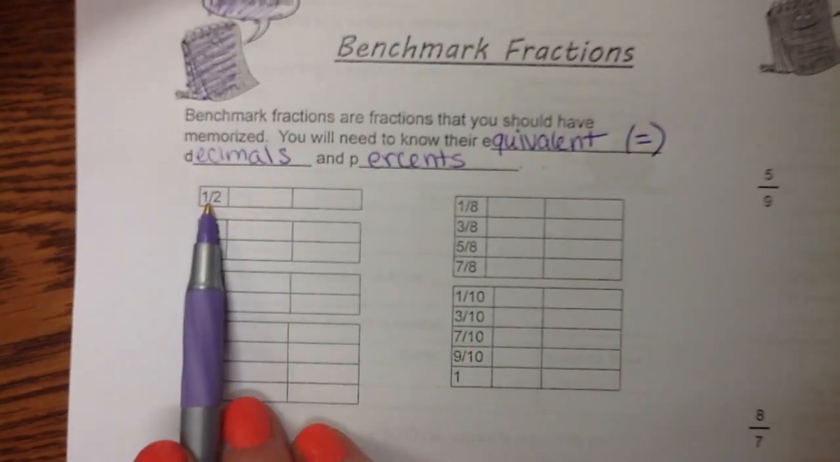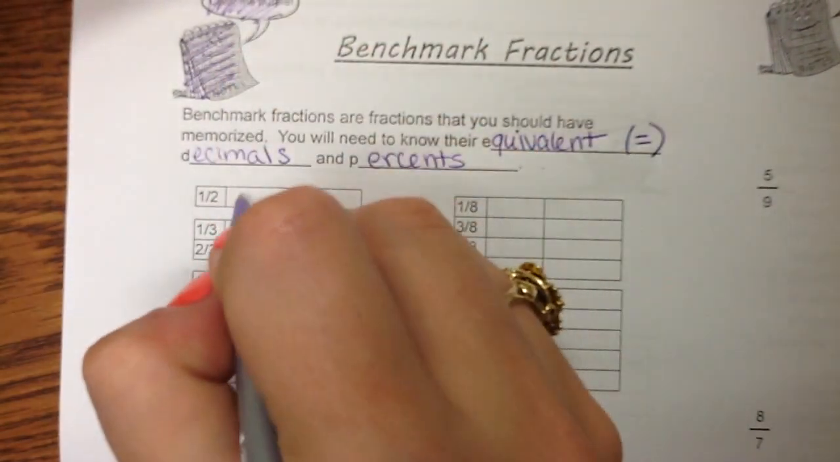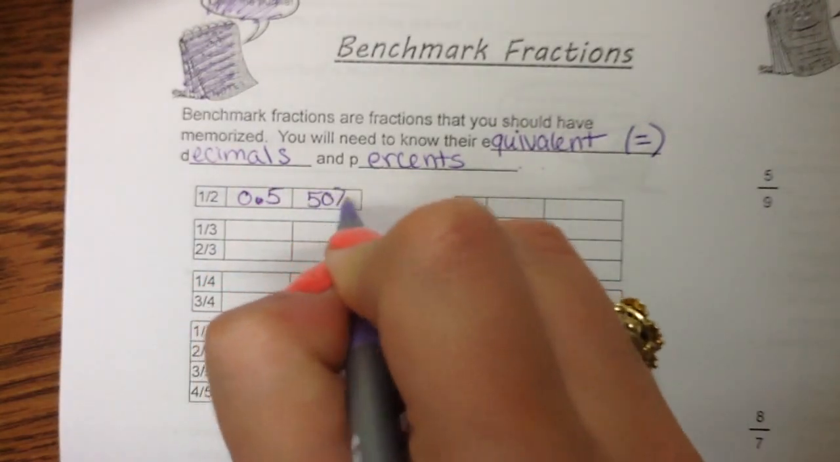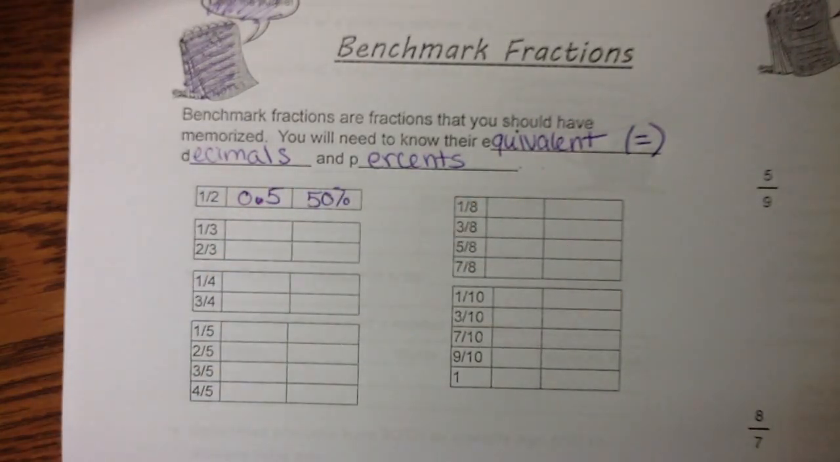1/2 is probably the most familiar to us. Decimal 0.5 and percent 50%. When we say something's 50-50, it has an even chance of happening.